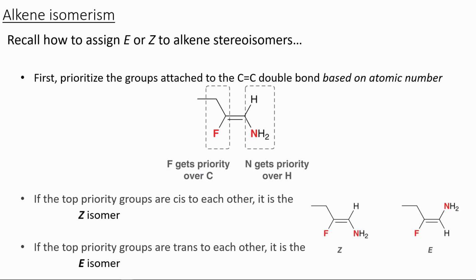A bit of review, we can have E or Z alkene stereoisomers depending on the atomic number of the substituents. So on each side of the double bond, we compare the two substituents. Fluorine has a higher atomic number than carbon. Nitrogen has a higher atomic number than hydrogen. So fluorine and nitrogen are the two highest priority, and they're on the same side of the double bond, so this would be the Z isomer. If we were to have the nitrogen on the opposite side of the fluorine, then we would have the E isomer.